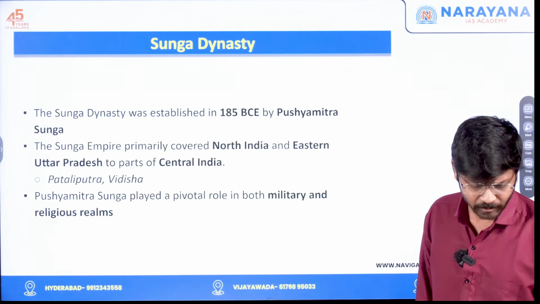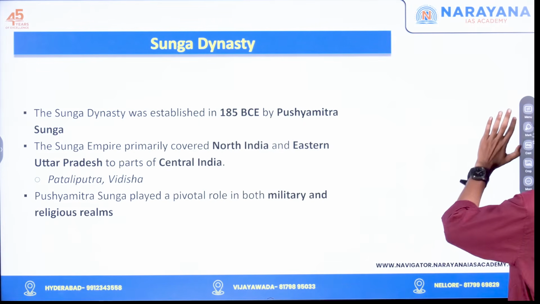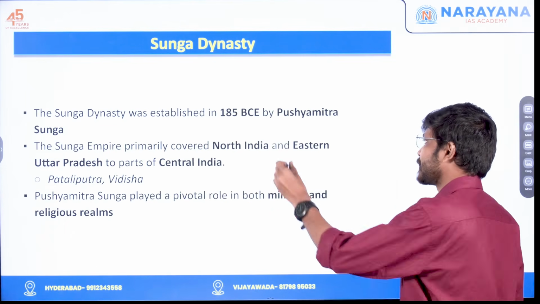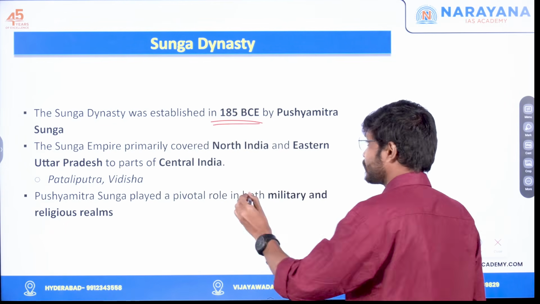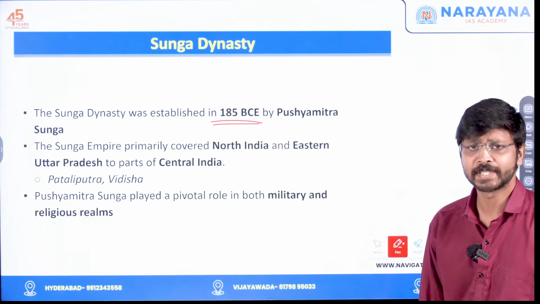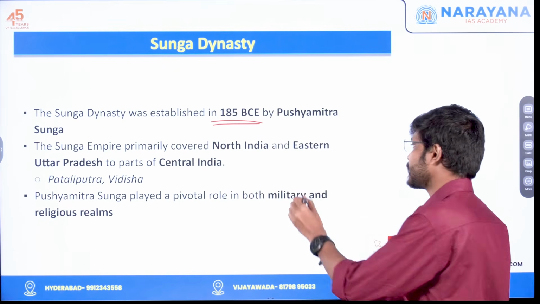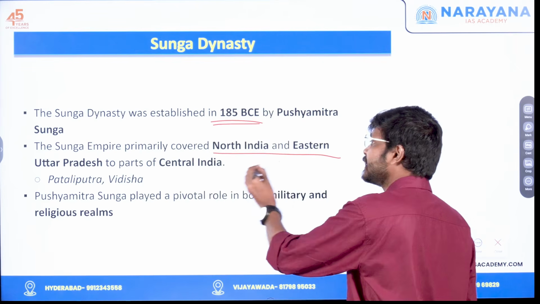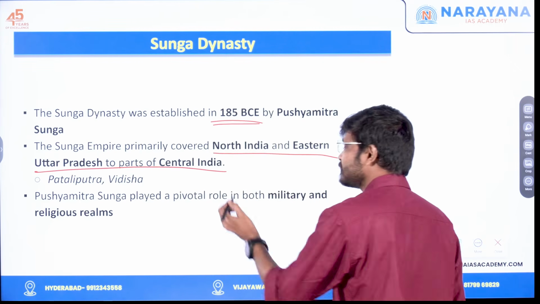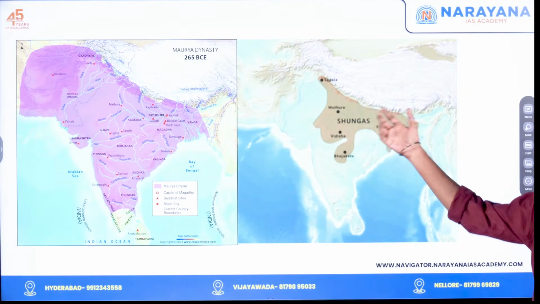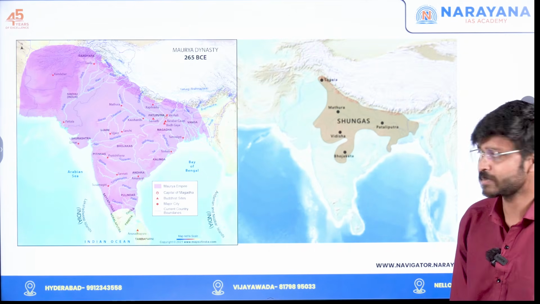Now let's understand what the Sunga did, what were the policies of Sunga, and the time period of Sunga. Sunga Empire was established in 185 BC by Pushyamitra Sunga, and the expanse of Sunga Empire was only in North India, eastern parts of India and parts of central India. You can compare from here itself. See the difference between Sunga and Mauryan Empire.